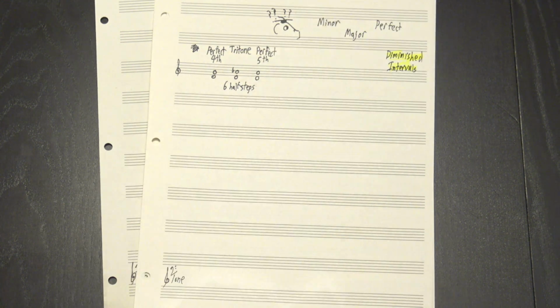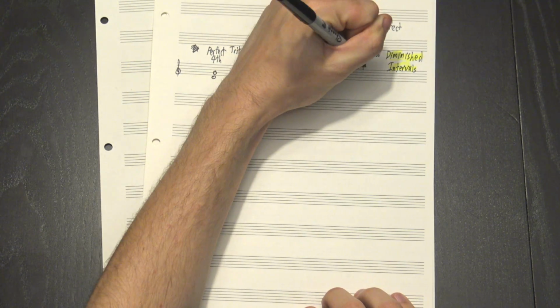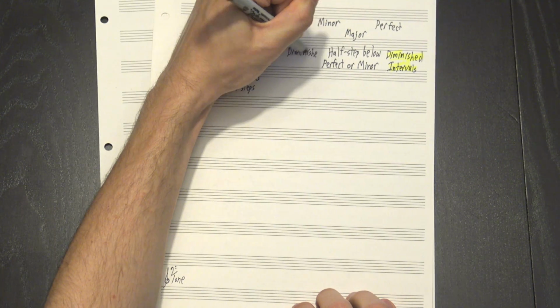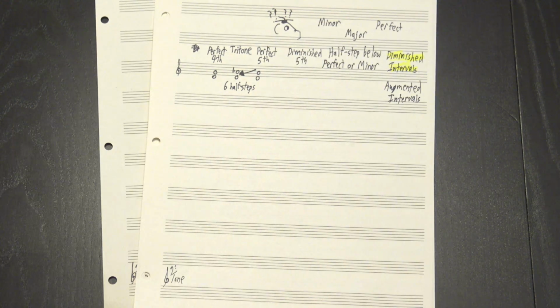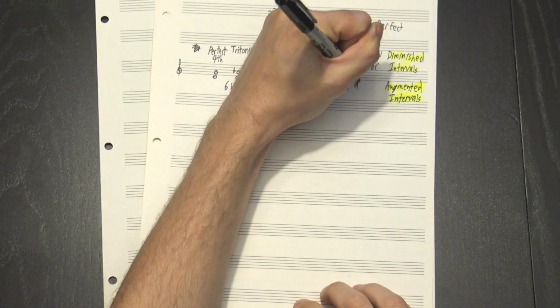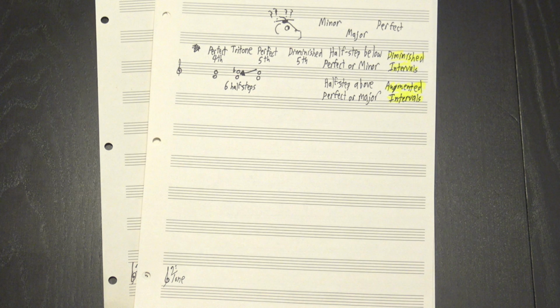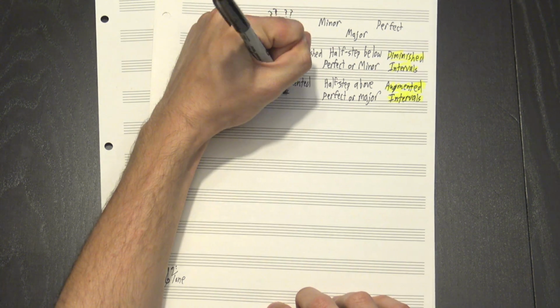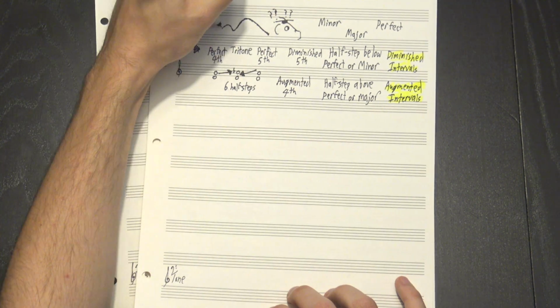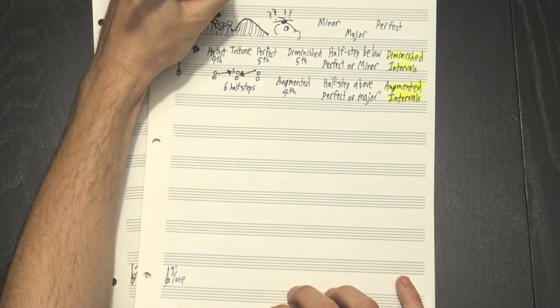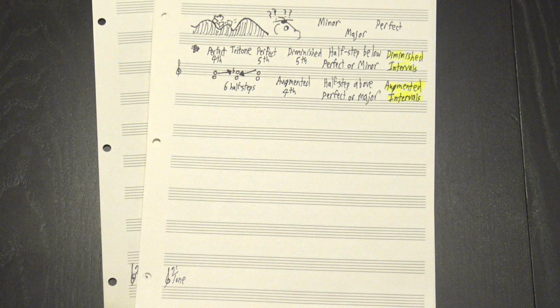A diminished interval is a half step smaller than any perfect or minor interval, which makes the tritone a diminished fifth. An augmented interval, on the other hand, is a half step larger than any perfect or major interval, so the tritone could also be called an augmented fourth. This is usually the only place where either of these qualities matter, but they're worth knowing about, just in case.